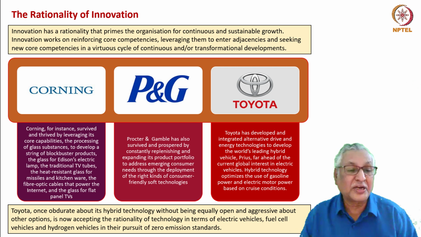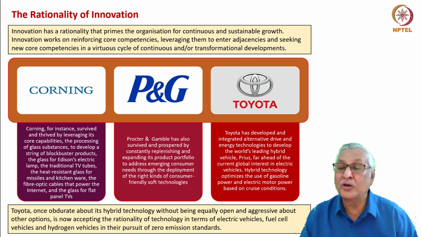Corning survived and thrived by leveraging its core capabilities, the processing of glass substances, to develop a string of blockbuster products: the glass for Edison's electric lamp, the traditional TV tubes, the heat resistant glass for missiles and kitchenware, the fiber optic cables that power the internet, and the glass for flat panel TVs. Procter & Gamble is a consumer giant. This company also has survived and prospered by constantly replenishing and expanding its product portfolio to address emerging consumer needs through the deployment of the right kinds of consumer friendly soft technologies.